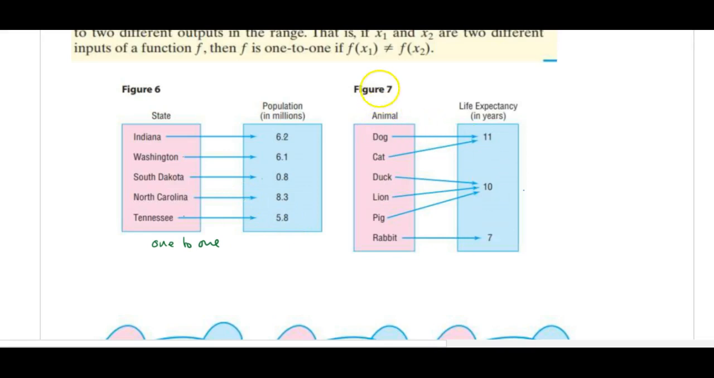When we look at figure 7, if I look at this 11, you see how I have this input goes to that 11 and this input goes to that 11. This means that is not 1-to-1. Okay, it's very important to kind of understand that.